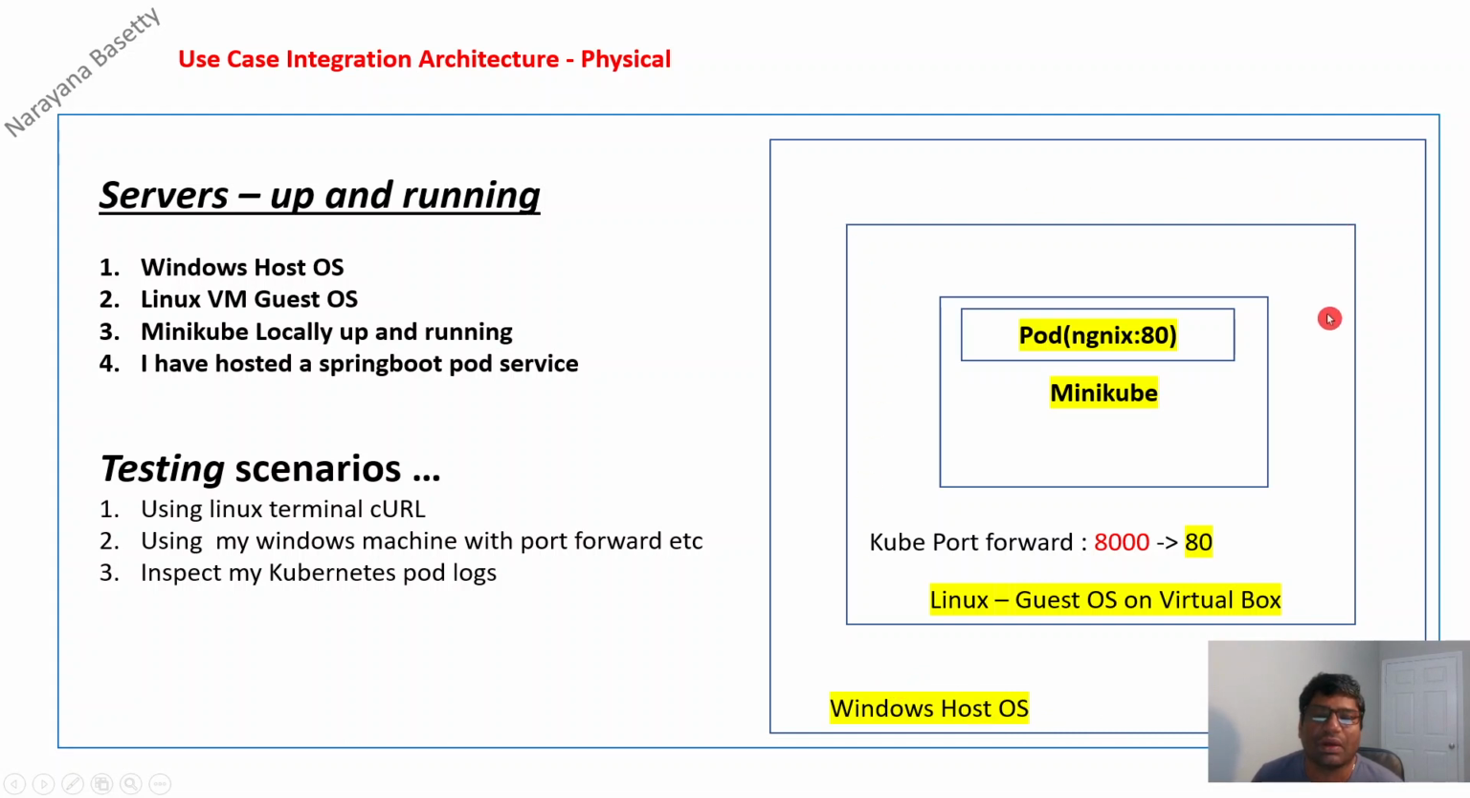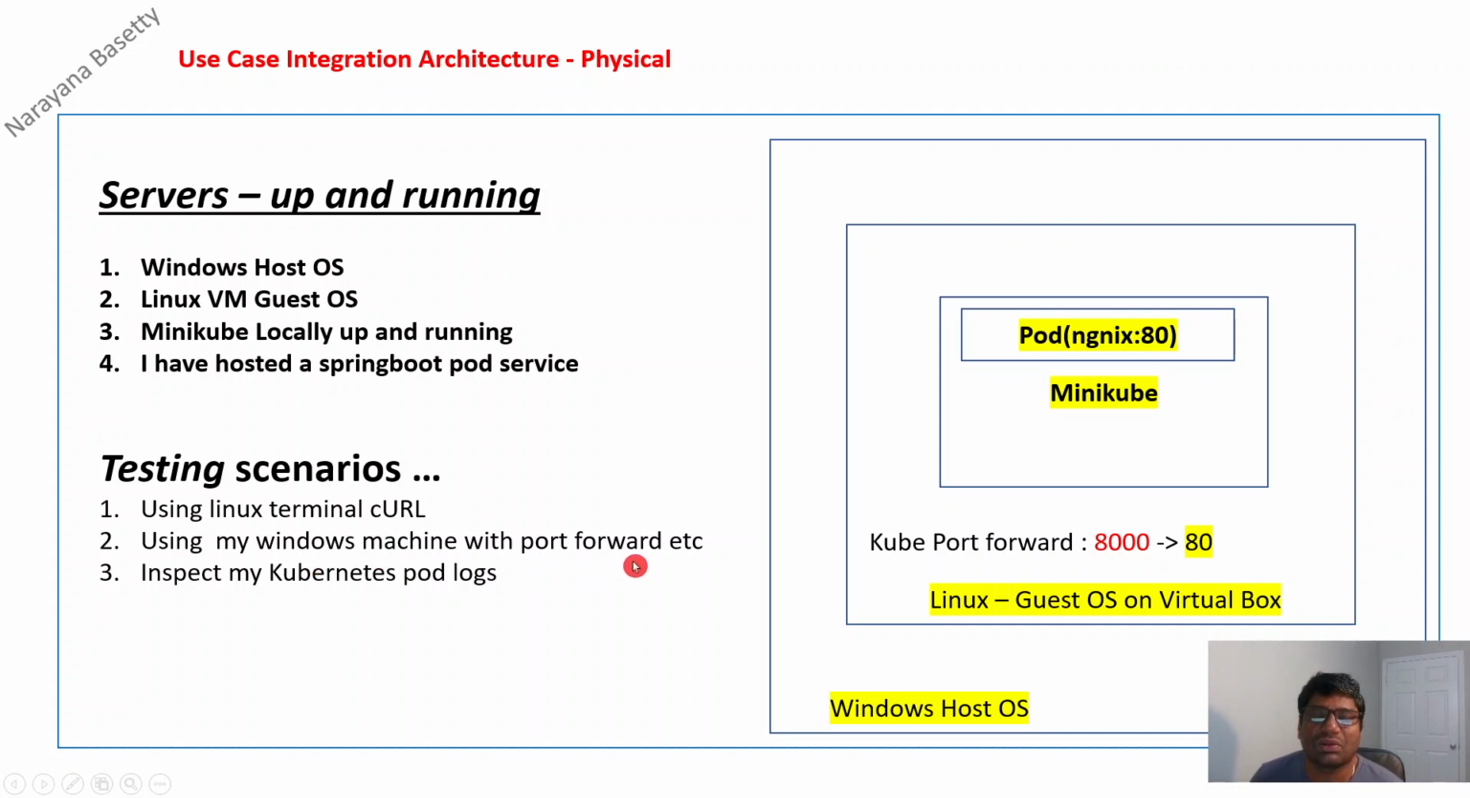operating system, where I am running a VirtualBox which contains a Linux guest operating system. Here I enabled port forwarding from 8000 to 80 port, and Minikube is one of the hosts where the Kubernetes engine is running. Here I am running an Nginx web server for the demonstration. If there is a content change, whether the content is being reflected on my web page or not, for demonstration purposes. So I can use different types of clients.